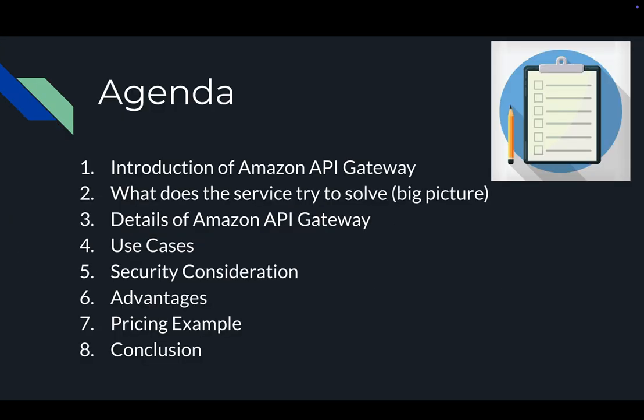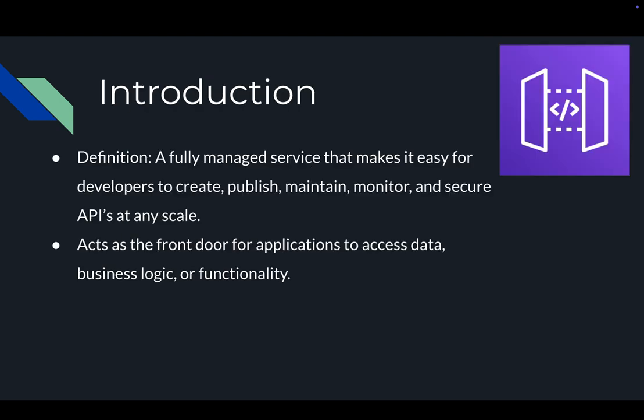So this is the agenda for today. Number one, we are going to first introduce the Amazon API Gateway. I will look at the big picture of what it is. We're going to show you some details on what Amazon API Gateway is, some use cases, security considerations that you should look at, advantages, pricing examples, and then we will go ahead and wrap this up.